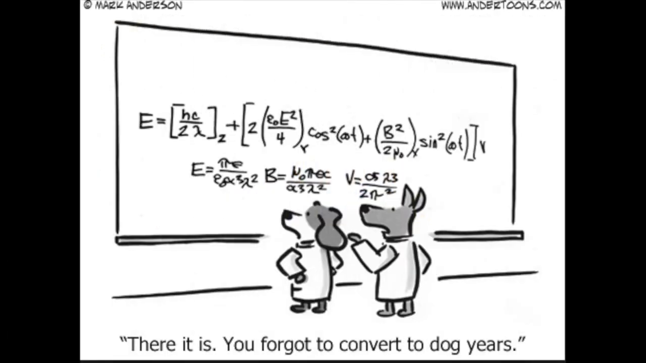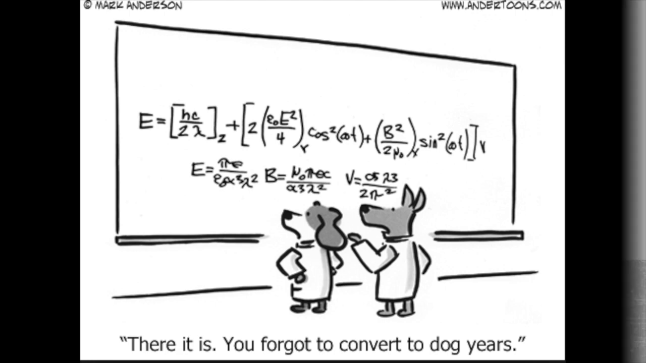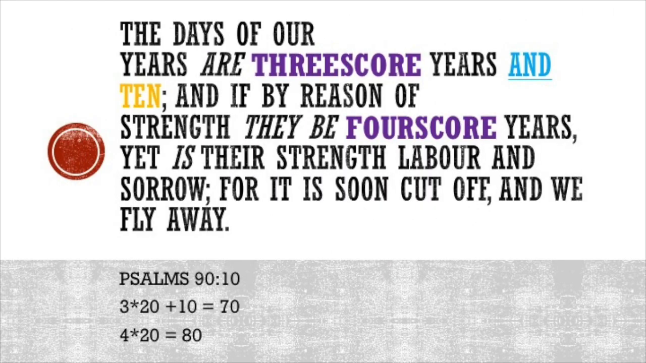We're going to test this out. I have about 3 examples we can look at. The first one will be Psalms 90 verse 10. When you read this, it says, "The days of our years are 3 score and 10. And if by reason of strength they be 4 score years, as yet is their strength labor and sorrow, for it is soon cut off, and we fly away."